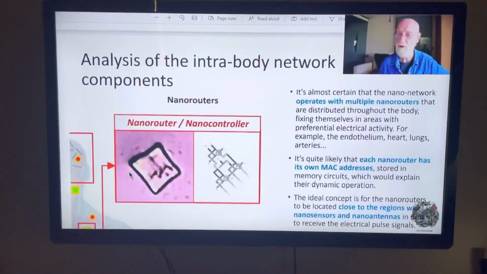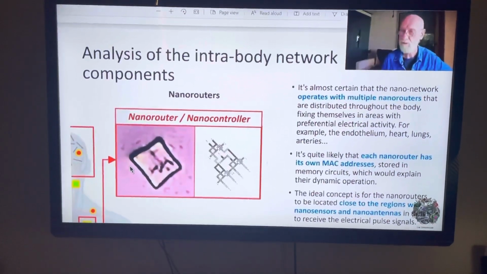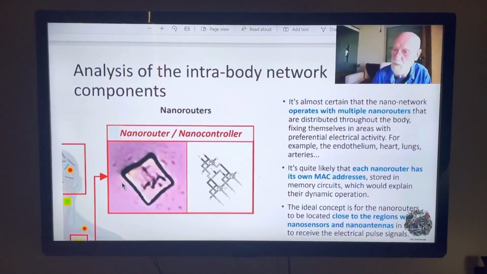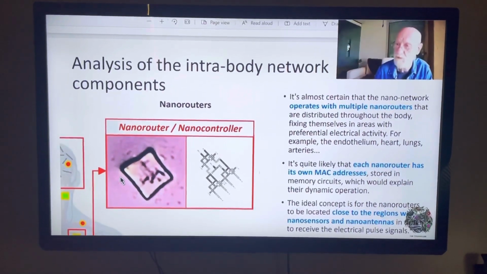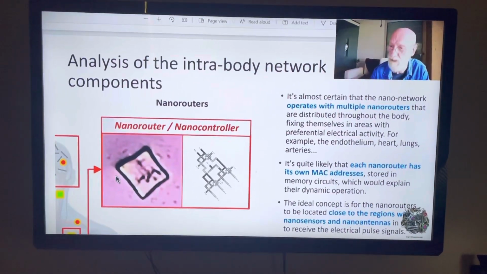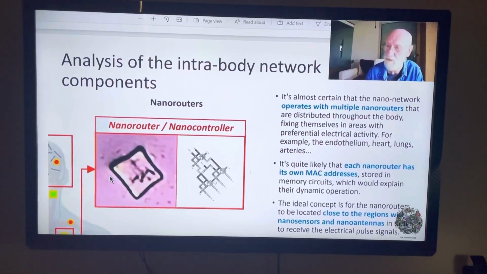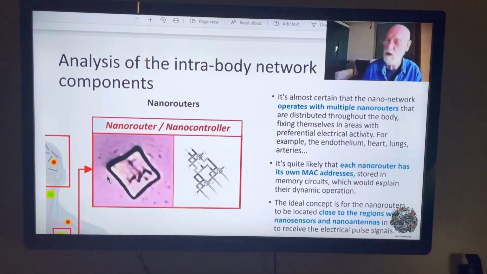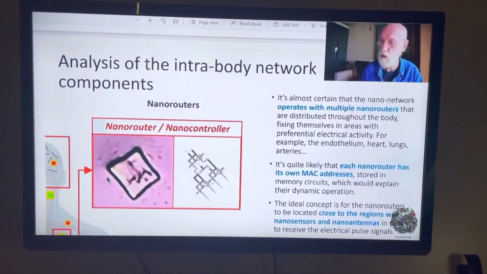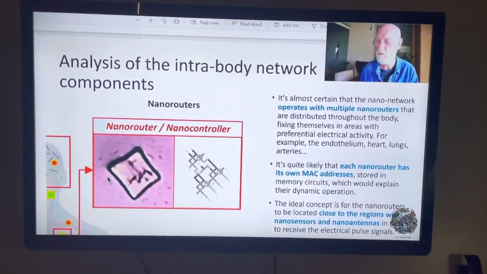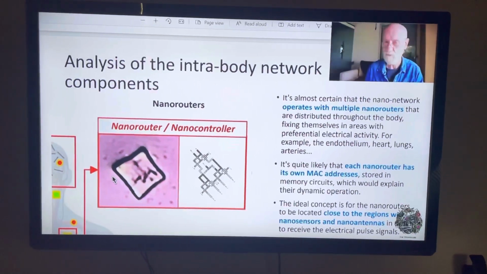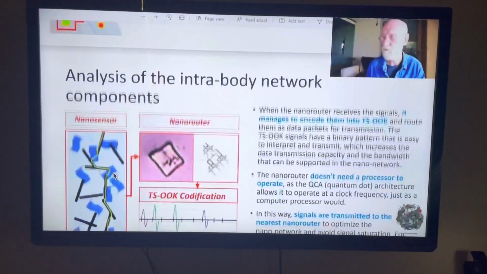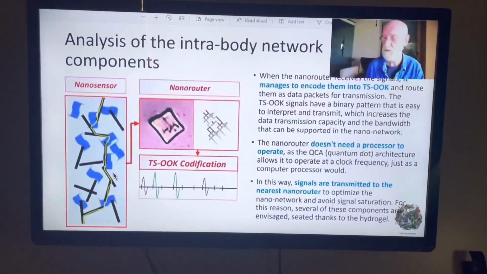Carbon nano routers, folks. Nano routers. It's almost certain the nano network operates with multiple nano routers that are distributed throughout the body, fixing themselves in areas with a preference for electrical activity, for example, heart, lungs, arteries. It's quite likely that each nano router has its own MAC address stored in memory circuits, which would explain their dynamic operation. Freaky stuff, folks. Really freaky stuff.